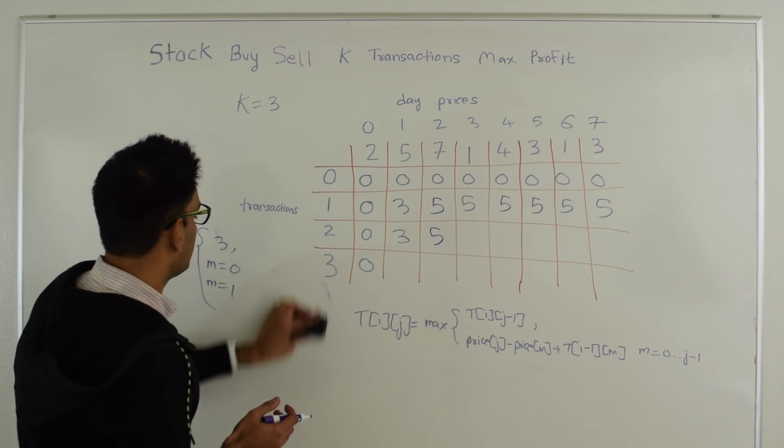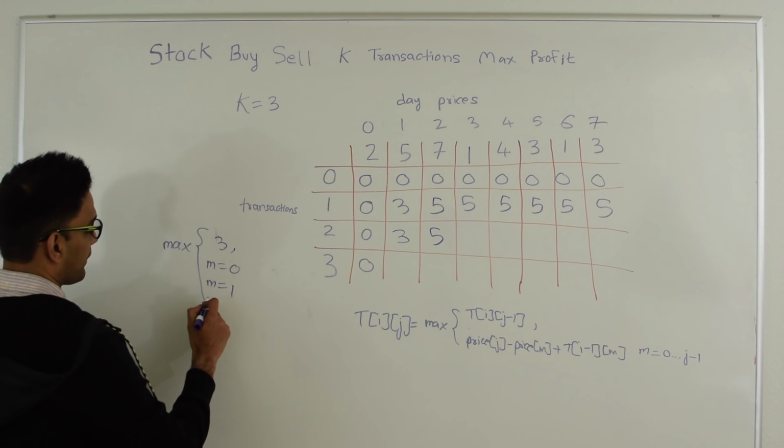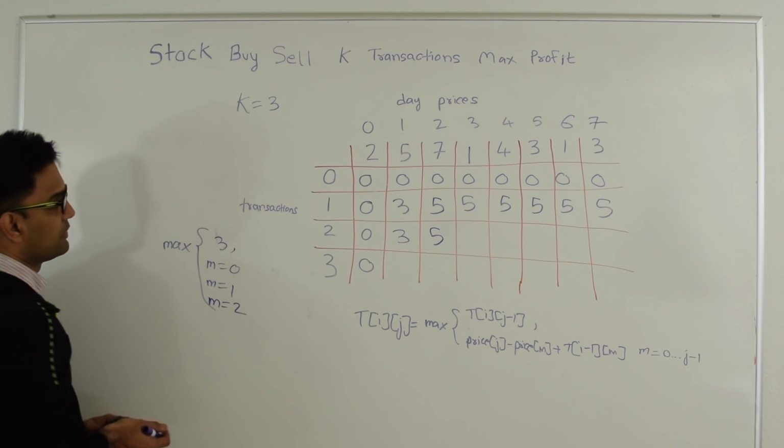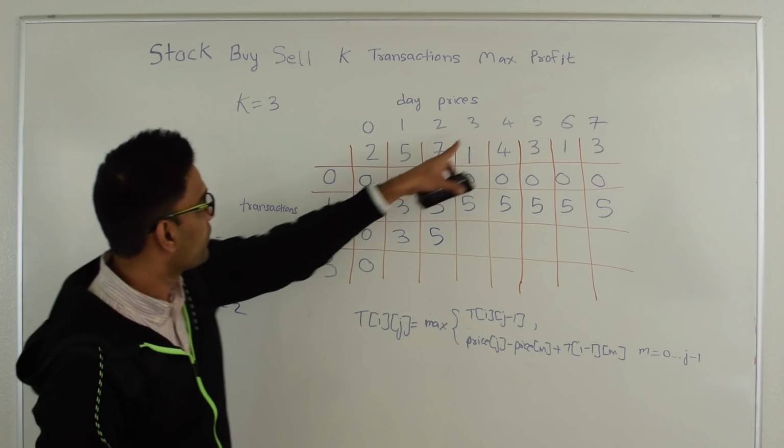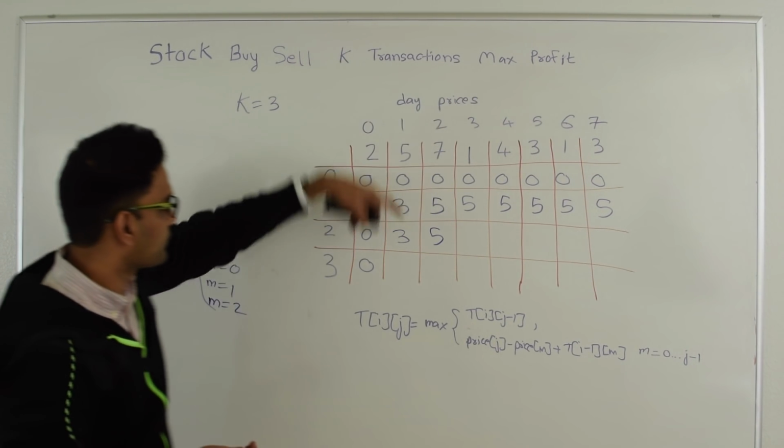If we have day 3, it means our M can go from 0 to 2. One is, what is the best you can do by not transacting at all on day 3? That is 5.